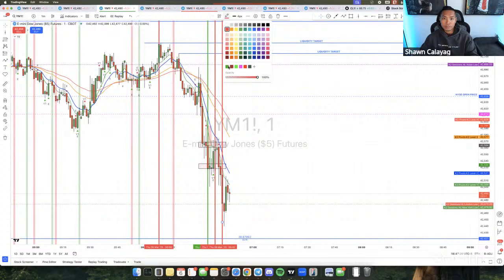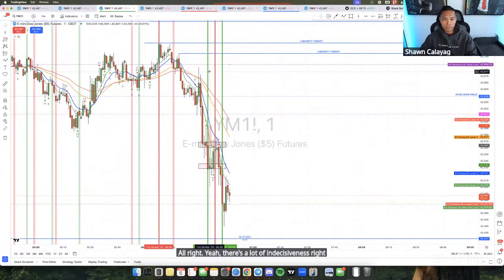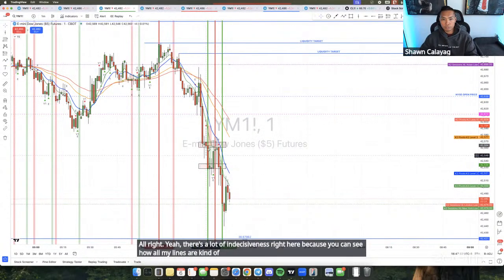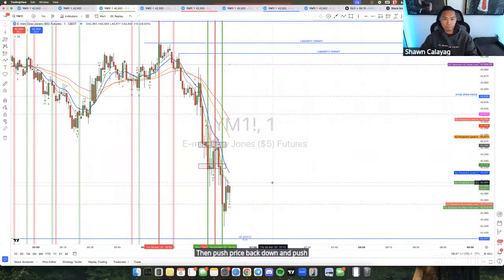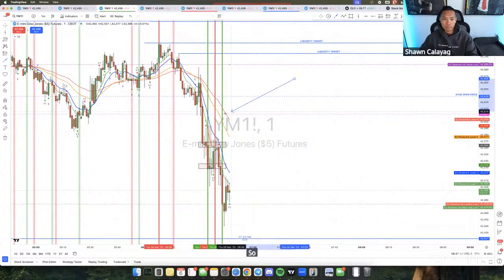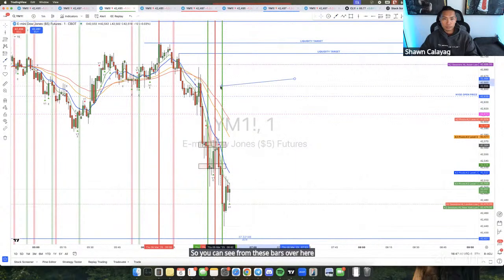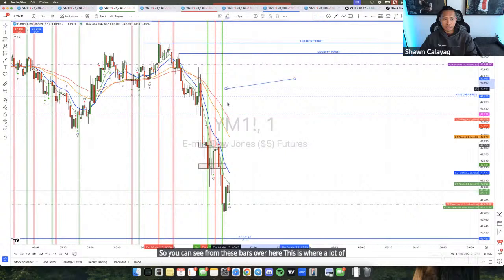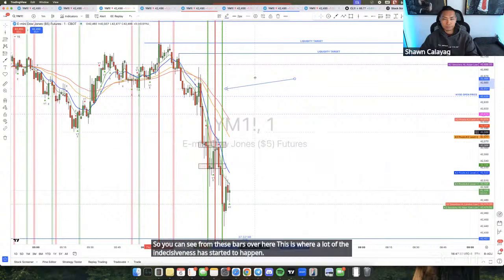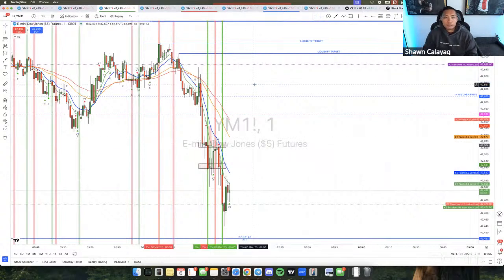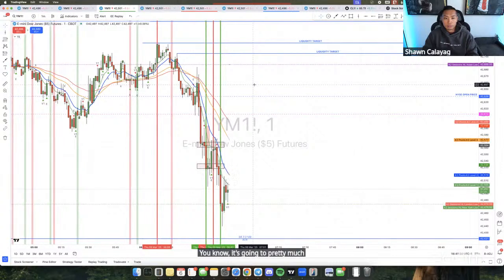All right, yeah, there's a lot of indecisiveness right here because you can see how all my lines are kind of lined up. We had the buyers push price up, then push price back down, and push price back up. So you can see from these bars over here, this is where a lot of the indecisiveness has started to happen. We really just need to get a confirmation of that retracement. Once we get that confirmation, it's gonna pretty much make all the difference.